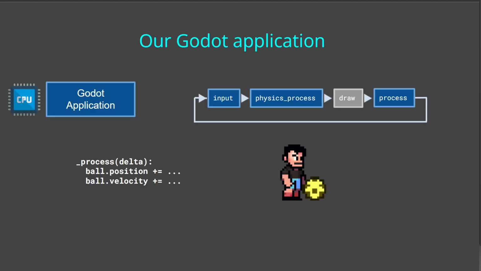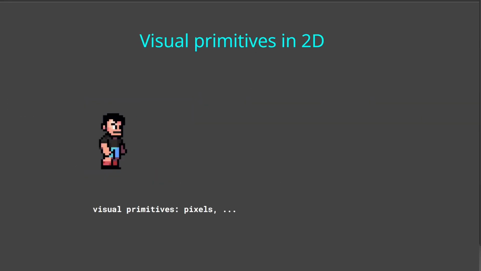Now, you've probably heard a lot about meshes and vertices in the 3D world, and we often don't talk about that in the 2D world. Oftentimes, we only talk about individual pixels. And while those are very interesting visual primitives, there's actually a few other primitives even in our 2D world that we don't often talk about.